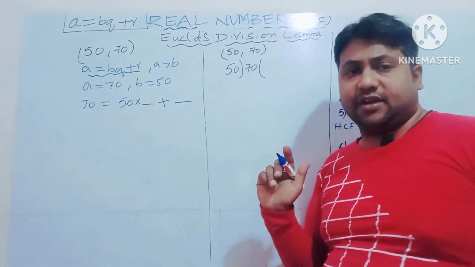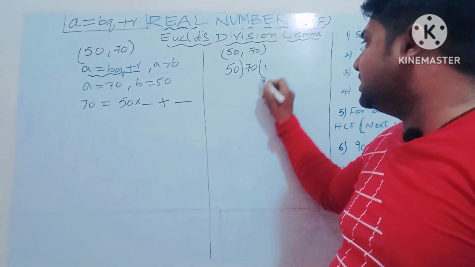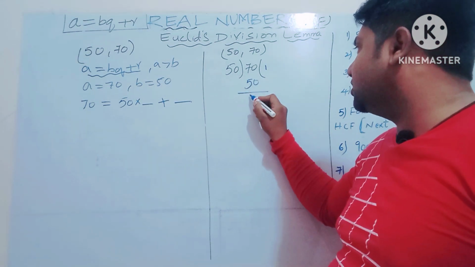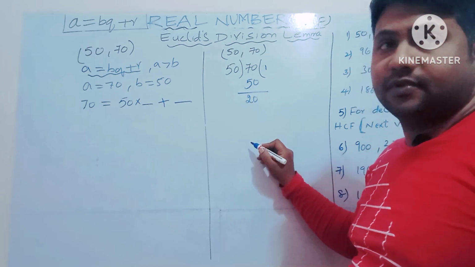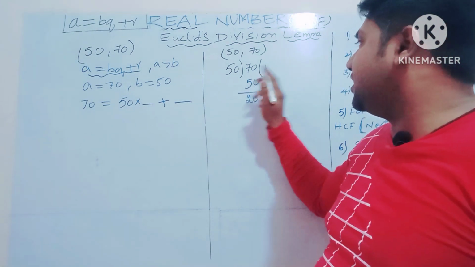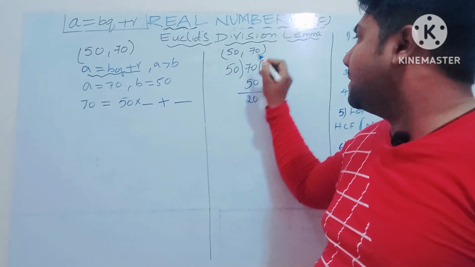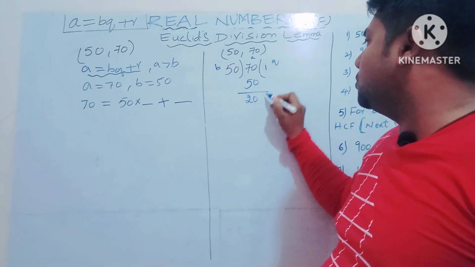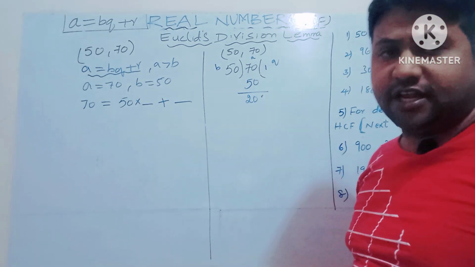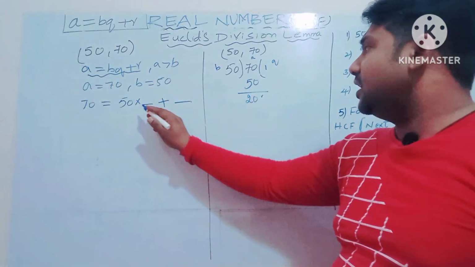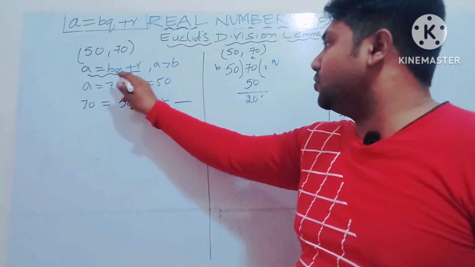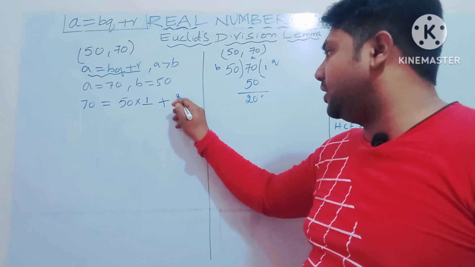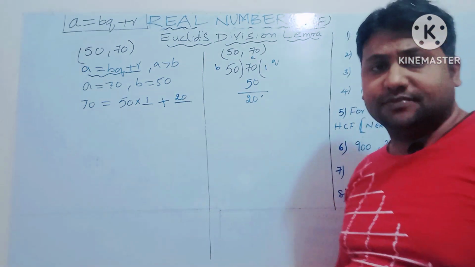Let us find out from here first. 50 ones are 50. Remaining how much? 20. So what is the B value here? This is the B value, this is A, this is Q, and this is R, every time. So 50 into 1, 50. Remaining 20. Got it?